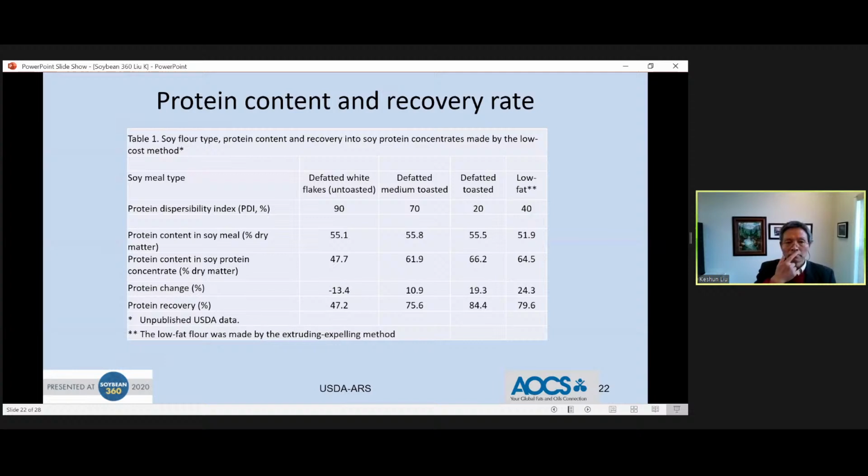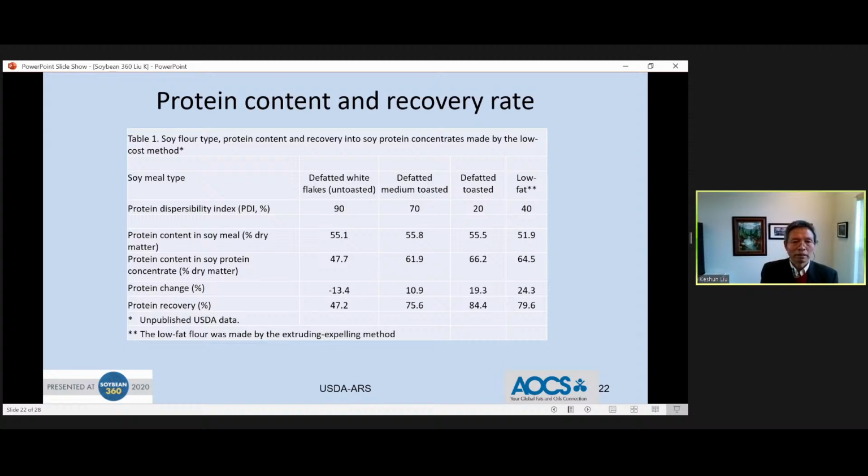Here, I talk about some of the research done in my laboratory. We applied this method to four types of soy meal or soy flake. The first on the left is a defatted soy flake. They have the highest protein dispersibility index, called PDI. The higher the PDI, the less the denaturation of the protein. So 90, 70, and 20. Then we also use the low-fat soy flour made by the EE process, a method called extrusion expanding. And the other flour has about 40% PDI.